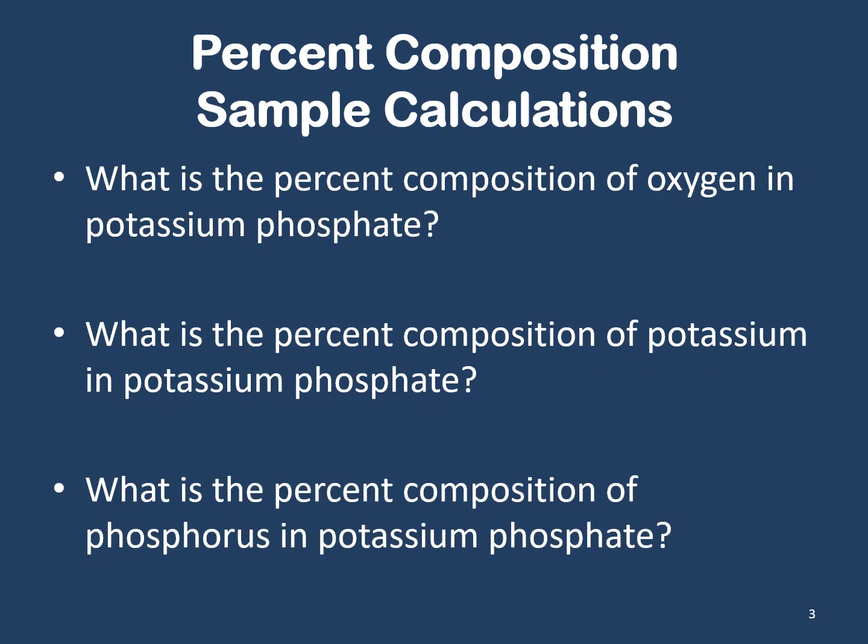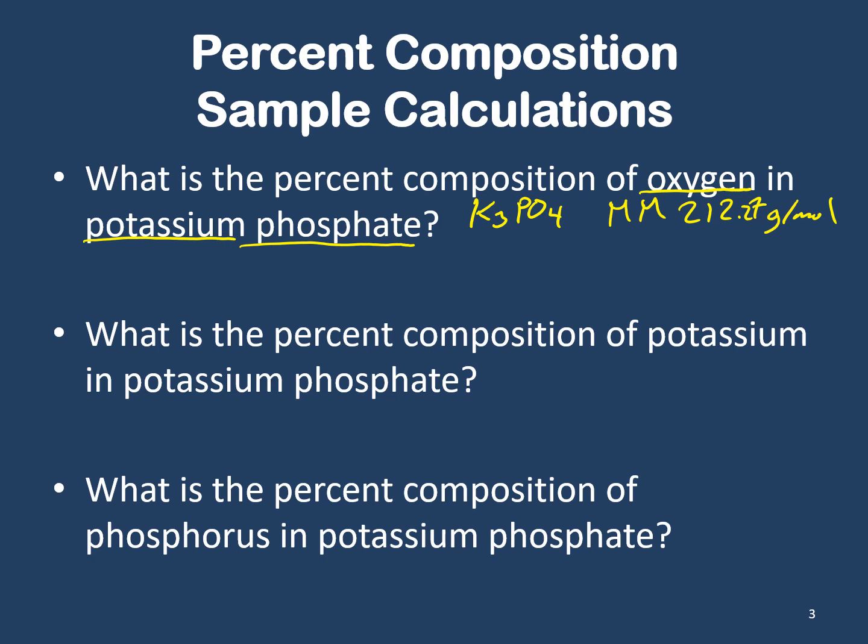So we want to know what is the percent composition of oxygen in potassium phosphate. So first step, write the formula. Potassium phosphate is K3PO4. Next, we're going to need the molar mass of this compound. So let's calculate that. The molar mass should be 212.27 grams per mole.